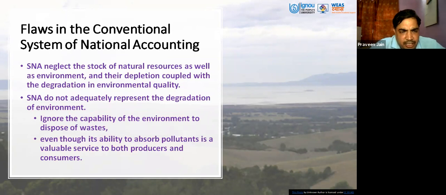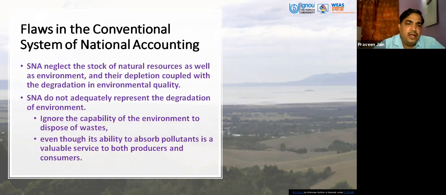Then the traditional system of national accounting neglects the stock of resources as well as the environment, and so their depletion coupled with the degradation of environmental quality. So both things, the degradation in the availability or supply of natural resources as well as the degradation in quality, both quantity and quality, are not included in the SNA. And the SNA also does not adequately represent the degradation of the environment.